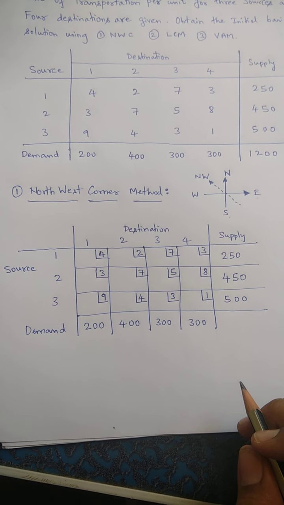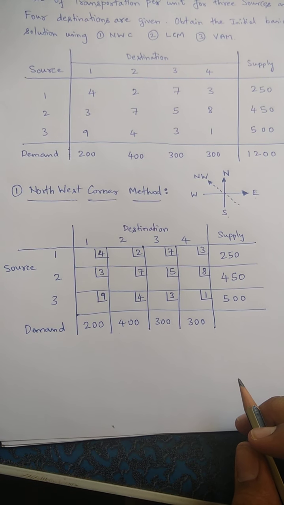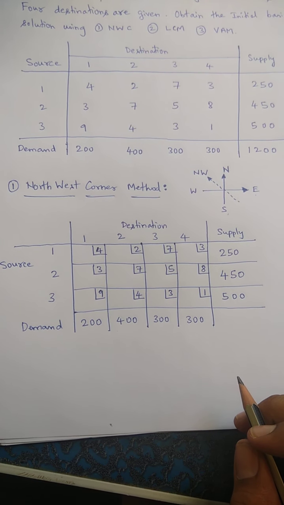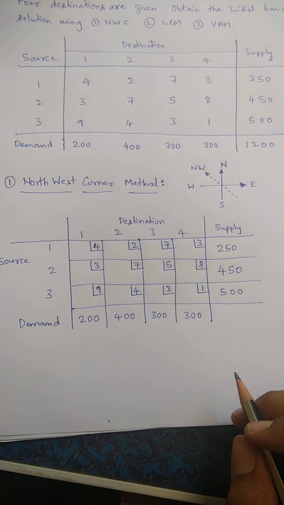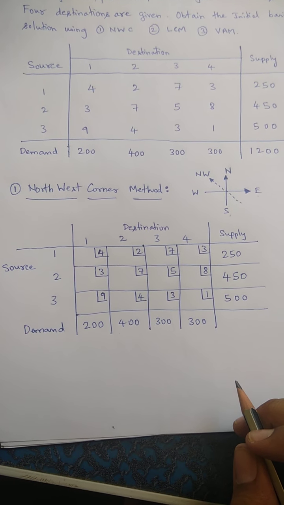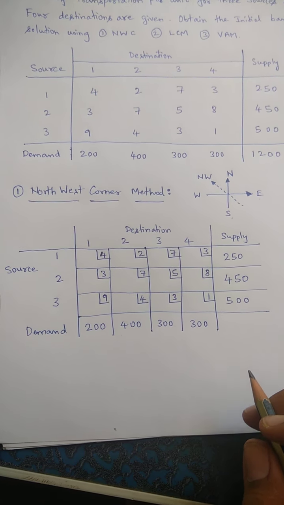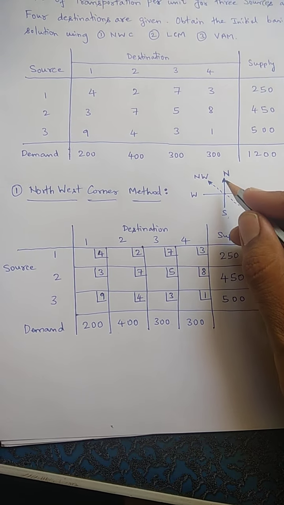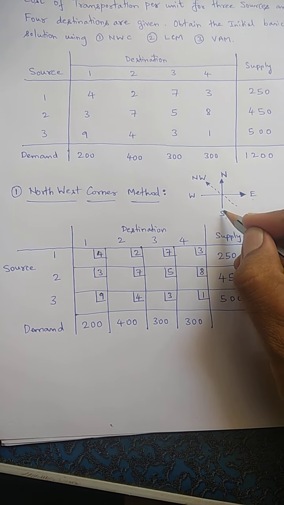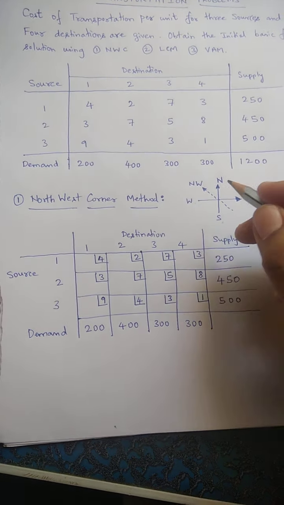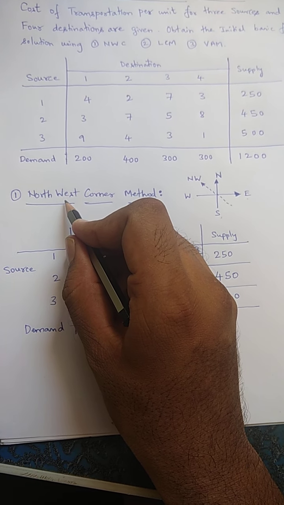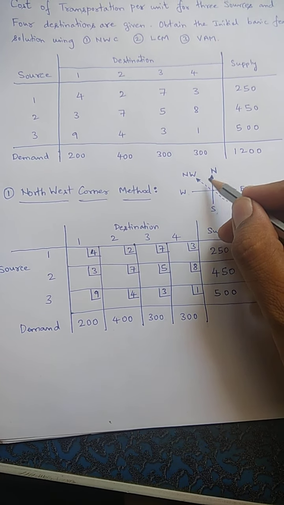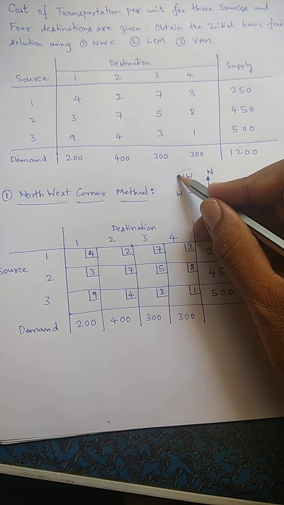My dear students, now we will learn the first method in transportation problem using the method called the northwest corner method. This method can be understood through this direction. It is north, south, east and west. Since this method is called northwest corner, it has to be north and west and between it, and this is called northwest.